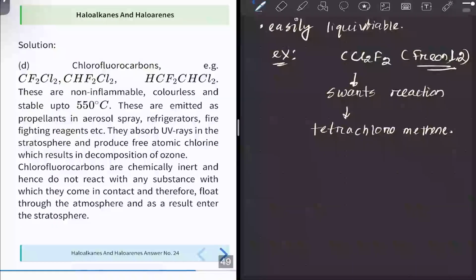So what is the mechanism? Chlorofluorocarbons: CF2Cl2, CHF2Cl2. Notice there are both fluorine and chlorine present in a compound, so we can call it a chlorofluorocarbon or freon. CF2Cl2, CHF2Cl2, HCF2CHCl2. These are non-inflammable, colorless, stable up to 550 degrees Celsius. These are used as propellants in aerosol sprays, refrigerators, firefighting reagents, and they absorb UV rays in the stratosphere and produce free atomic chlorine, which results in decomposition of ozone.